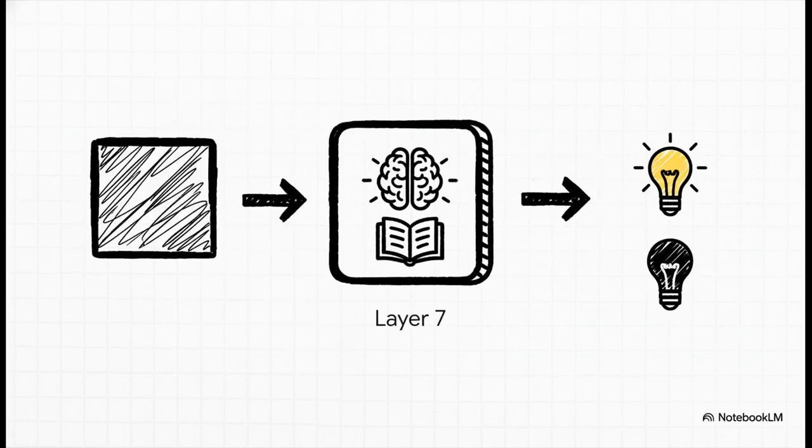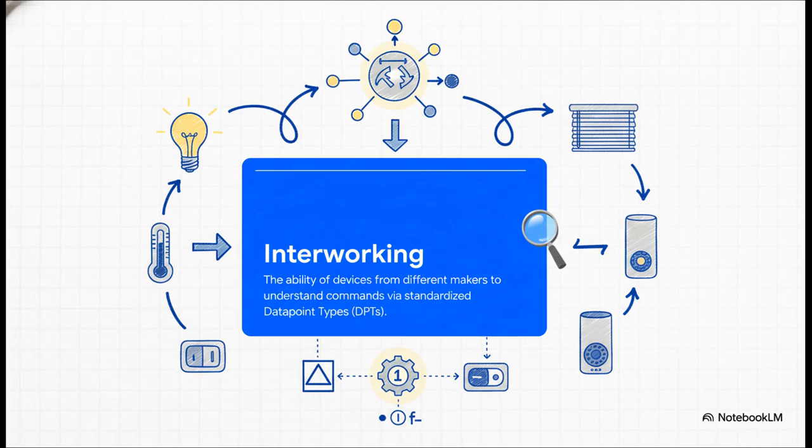And that brings us to the very top, Layer 7, the application layer. You know, all the work that the layers below did was just to deliver a package of data. This is the layer that actually opens the package and reads what's inside. It's the universal dictionary that defines what all that data actually means. And that universal dictionary makes possible the single most important idea in KNX, interworking.